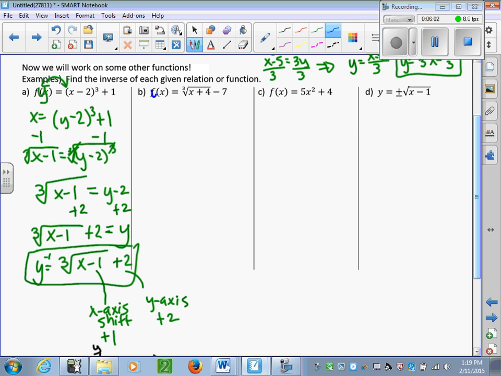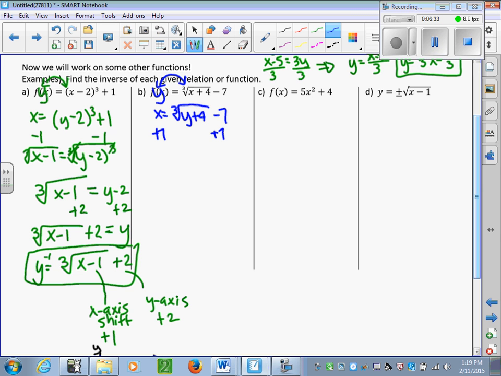So B, similar concept. Remember, think of f of x as y. All of it, not just the f. The whole thing is y. And I'm going to switch my x and y. So I have x equals the cube root of y plus 4 minus 7. So we're going to have to use those tools we learned last time for solving radical equations to try and get that y free. Okay, so first thing I'm going to do is add 7.